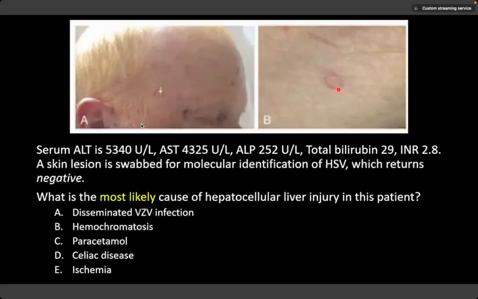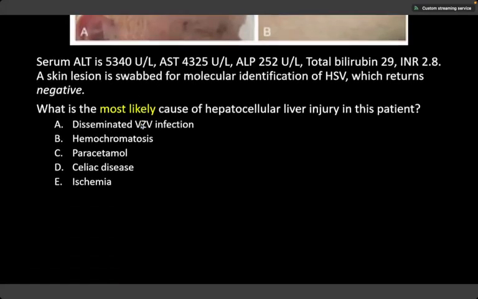Okay, so the question goes on to say, which is the most likely cause of hepatocellular liver injury in this patient? Is it disseminated varicella-zoster, is it hemochromatosis, paracetamol, celiac, or ischemia? So bear this in mind, because this is our backdrop for today's talk.